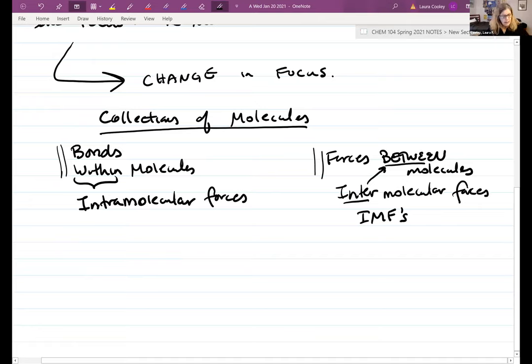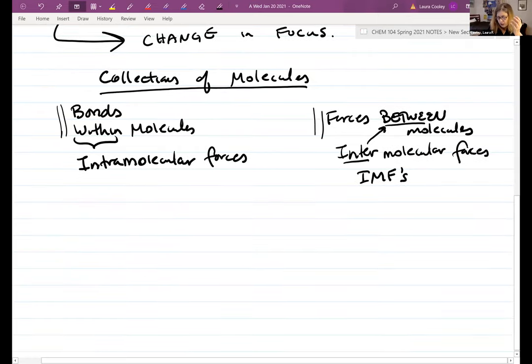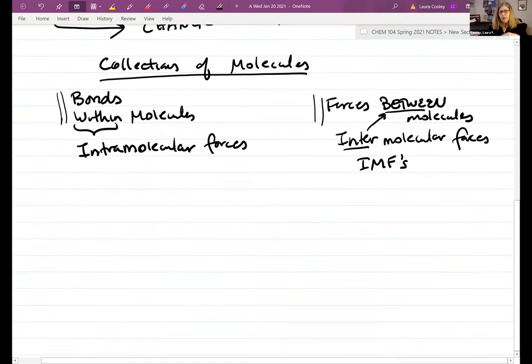Now, we are going to be talking about collections of molecules and forces between them, but of course, you always start with the easiest case. So the easiest case is done first, and the easiest case is gases.